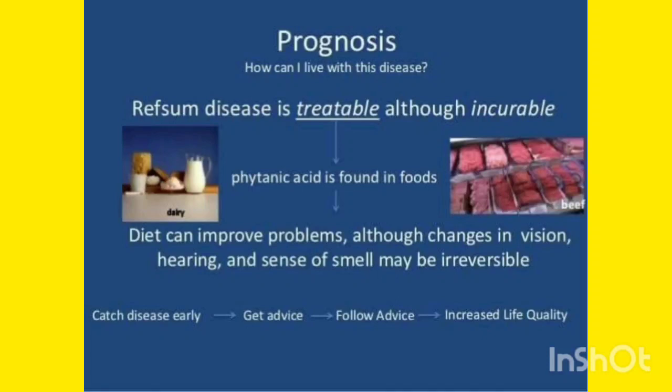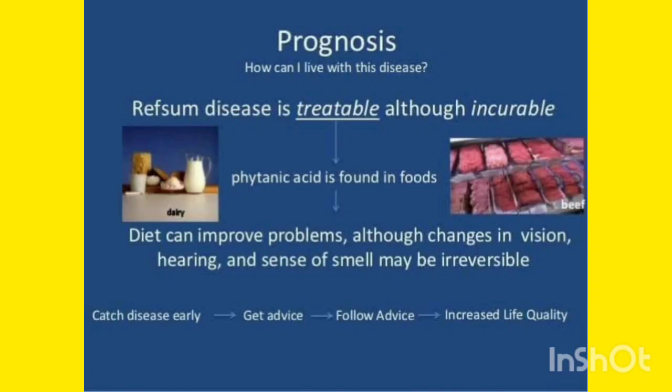Phytanic acid is found in food. Phytanic acid is found in which food? Dairy products and meat products, like milk and meat. Remember the 2M, milk and meat. You should not take milk and meat. If you avoid this, phytanic acid will not come inside your body, and the problem is solved.